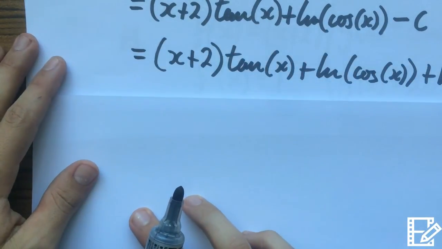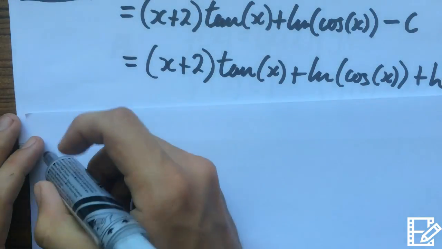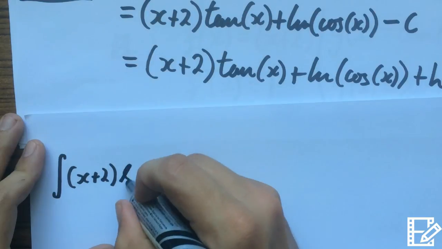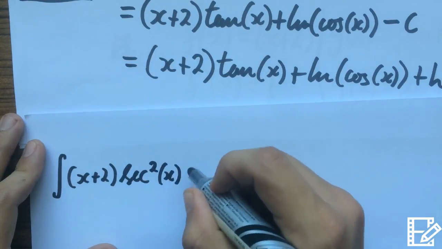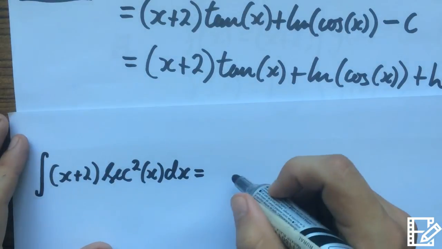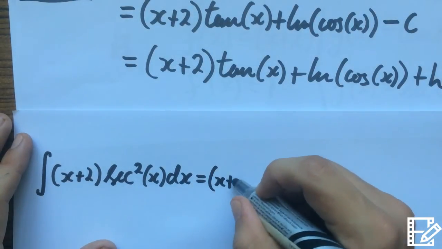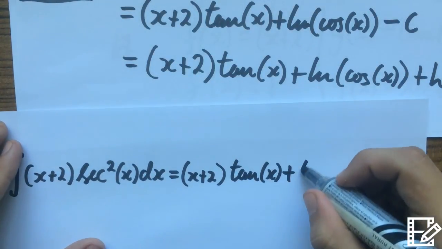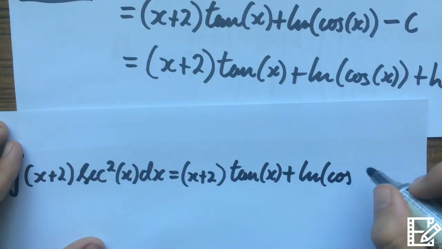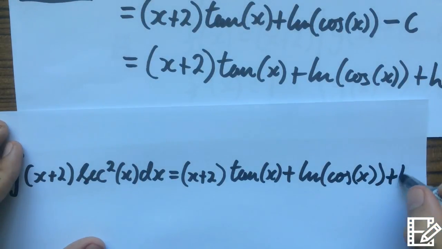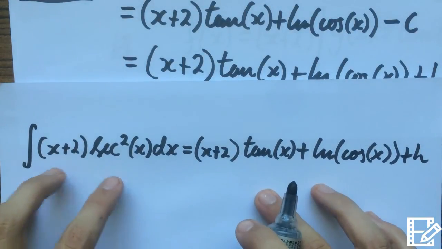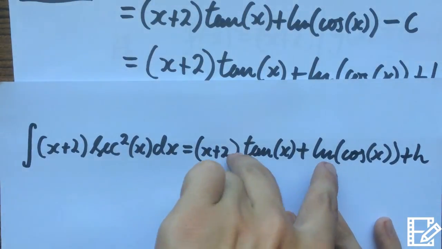So, if I rewrite all this out from start to finish, we get the integral of x plus 2 sec squared x dx equals x plus 2 tan x plus ln cos x plus h. And there is our answer. The integral of this is this.